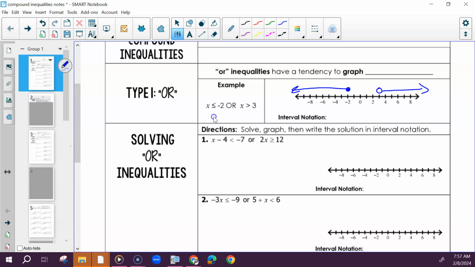Then the interval notation, you're reading this left to right. So this would start at where? Negative infinity. Yep, so parentheses, negative infinity. It would stop at -2, and it's closed, so bracket. Then you would put the word or, start again at 3, but it's open, so parentheses, and then it would keep going towards infinity.